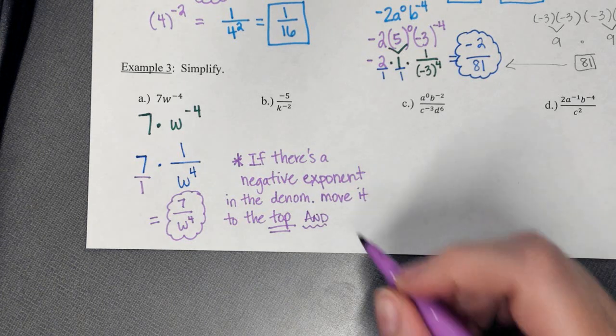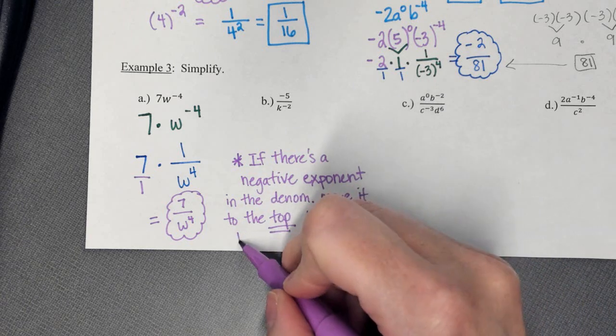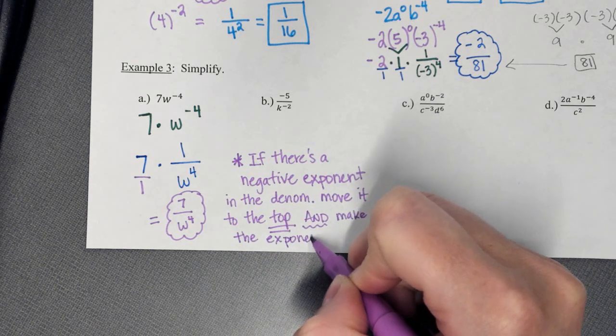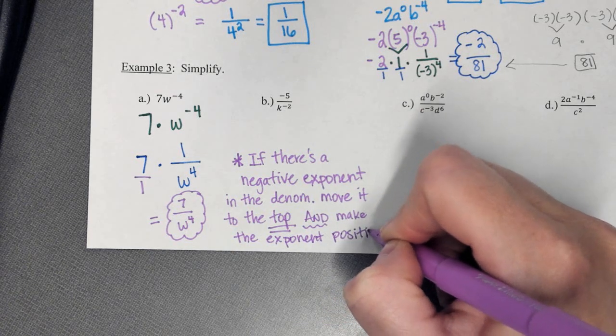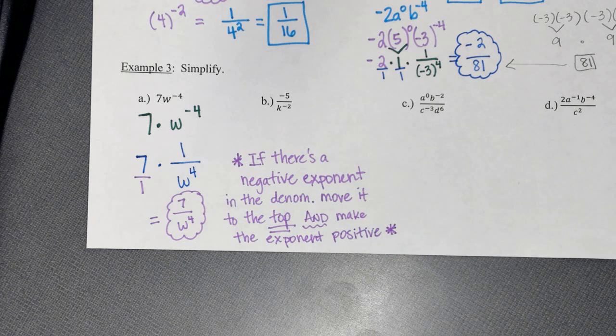And we're going to make the exponent positive. So we're still making it positive. It's just, if it's in the denominator, we have to move it to the numerator. So if it's in the bottom, we have to move it to the top. If it's on the top, we have to move it to the bottom. Okay?